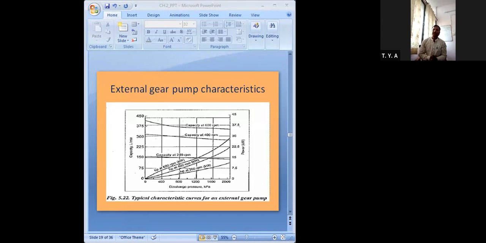Then the power input increases with both operating speed and discharge pressure. And the important conclusion at last is that when the speed of the gear pump is increased, its discharge rate also increases. So these are the pump characteristics of the rotary pump. We have seen the centrifugal pump and the external gear pump.